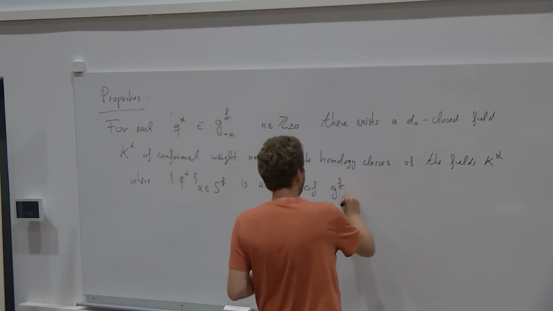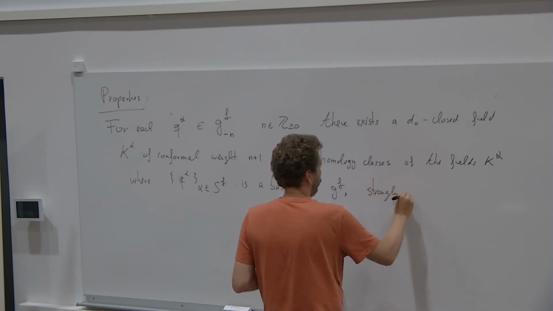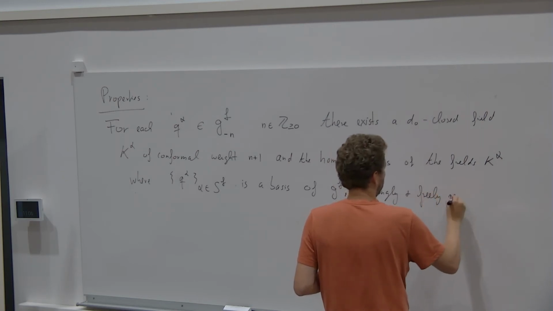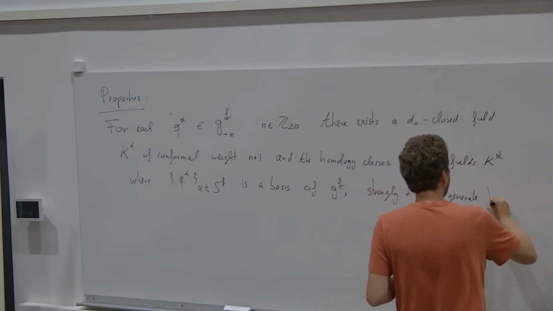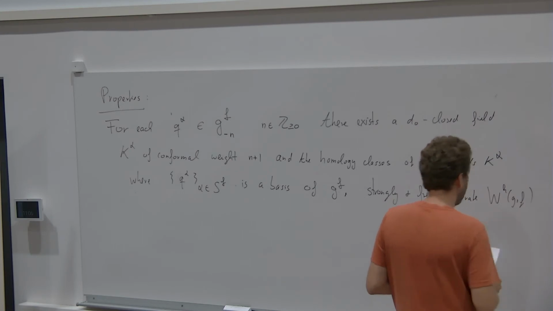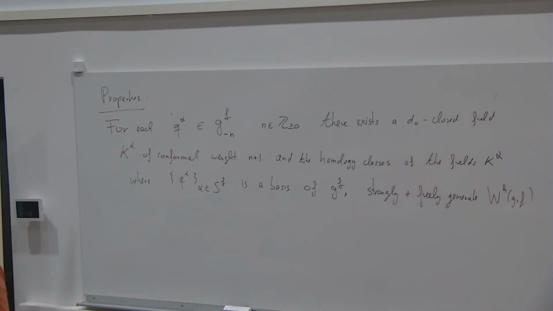So these fields strongly and freely generate the W algebra. And that is a very good information. So let me tell you what these two words mean. So in the affine case, we have this what I had called a PBW basis.